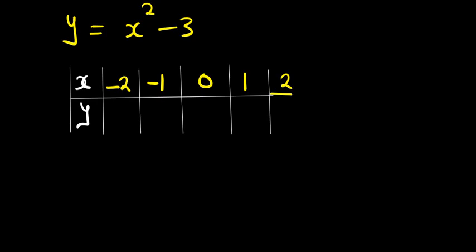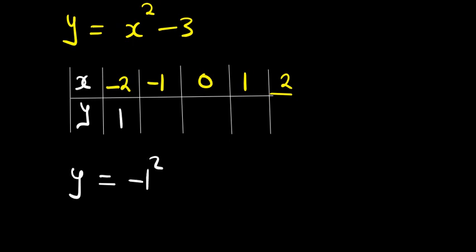Now what this means is that I'm going to be replacing in my equation, and then what I get as the value of y, that's what I'm going to be writing down. So if y is equal to, in this case let's start with -2, -2 squared will give us a 4, minus 3. This will give us 4 minus 3, that is a 1. So I'm going to have a 1 here.